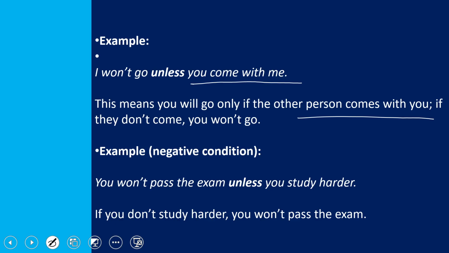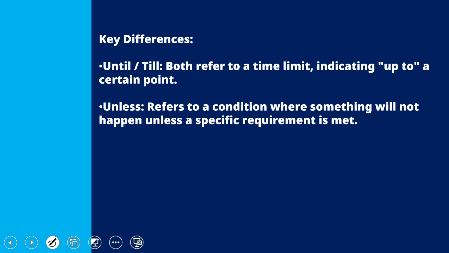If you don't study harder, you won't pass the exam, right? So whenever you find a condition in any statement, there you can't use until or till. And whenever you find time, a time range, in the sentence, there you can't use unless. So this is the main point, conjunctions. Under conjunctions, we study this particular topic.